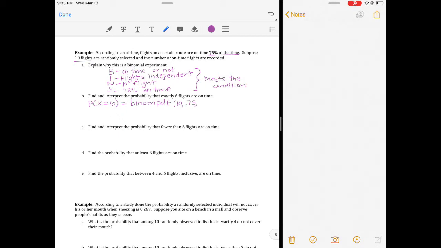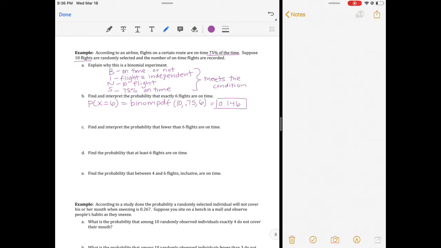And last but not least, it says, okay, how many do we want? In this case, we want exactly 6. So we enter that, we hit paste and enter again, and it tells us that probability is 0.146 if I round it. All right, so as we're interpreting it, the probability that the number of flights on time is exactly 6 is 0.146, or about 14%.